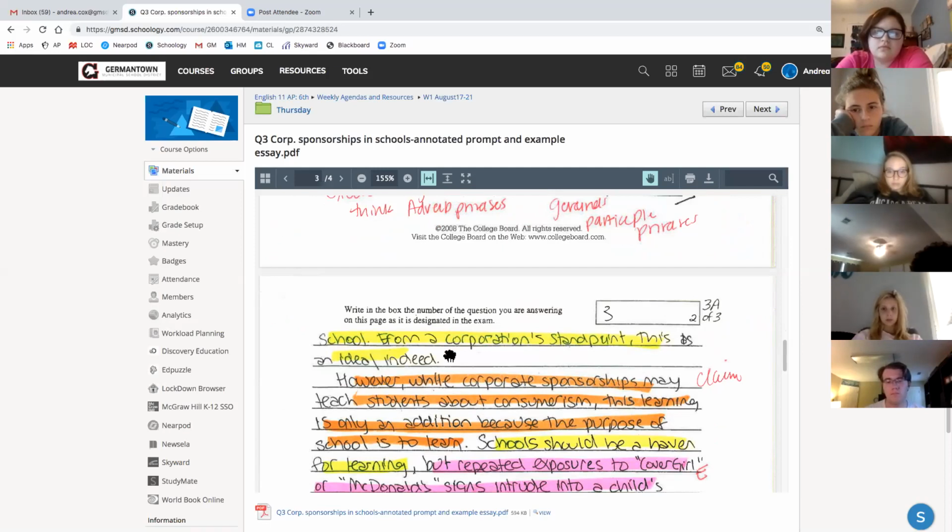All right, so in that paragraph, we have two pieces of evidence, solid commentary, and a solid claim. The whole thing is highlighted because there is no summary or repetition.